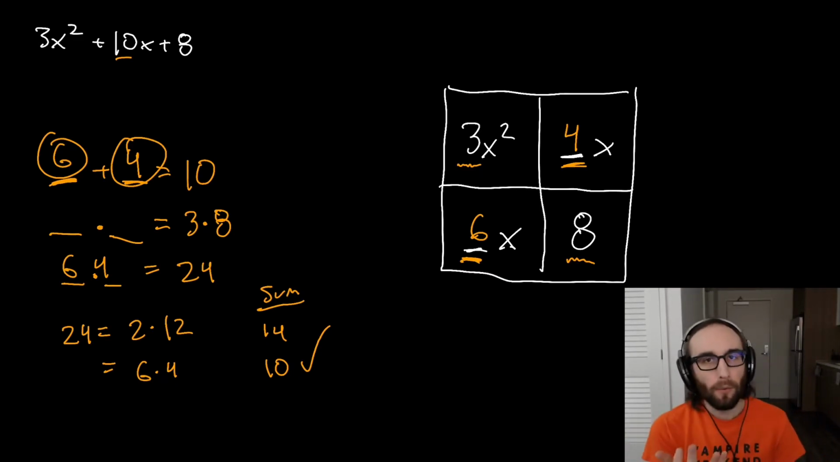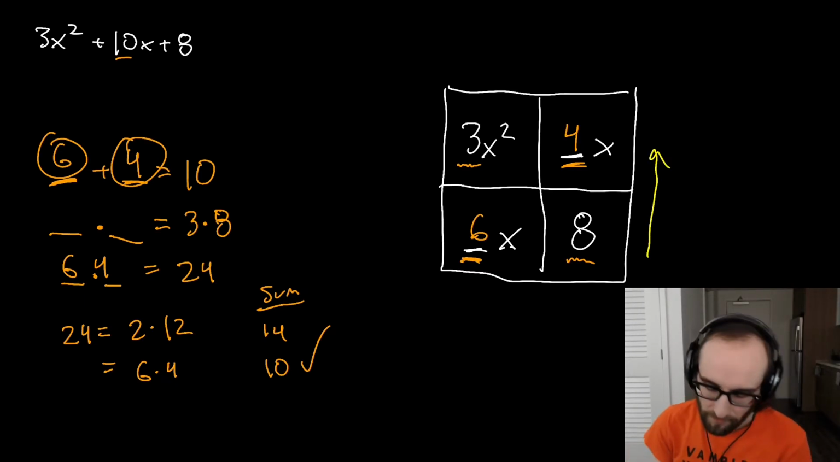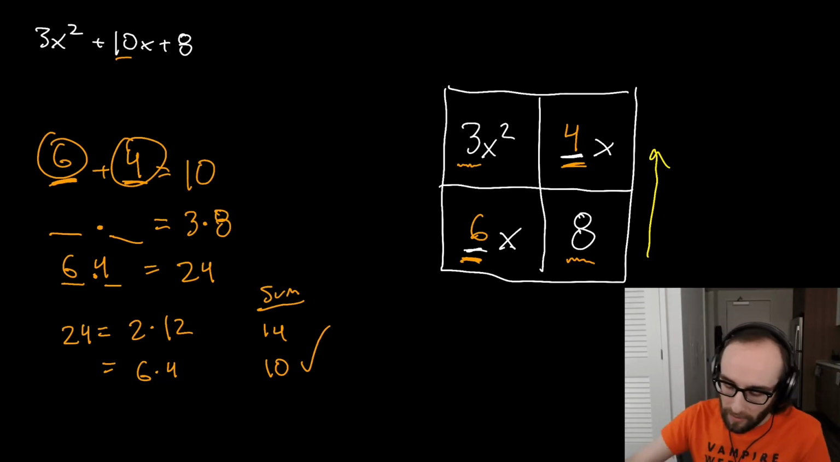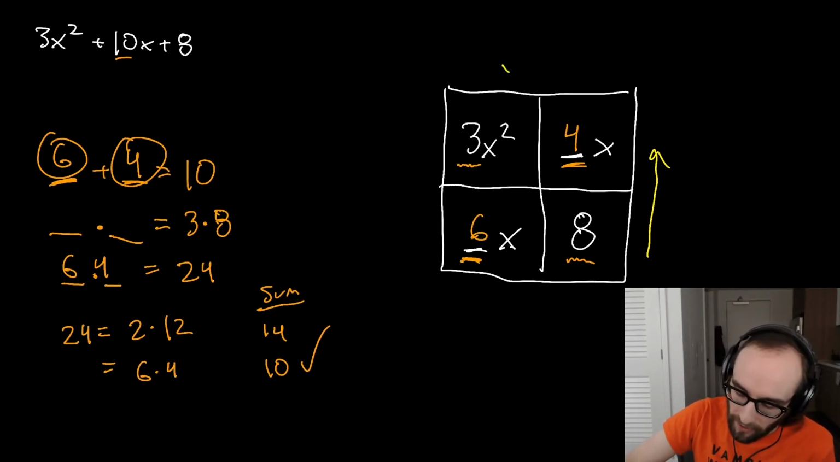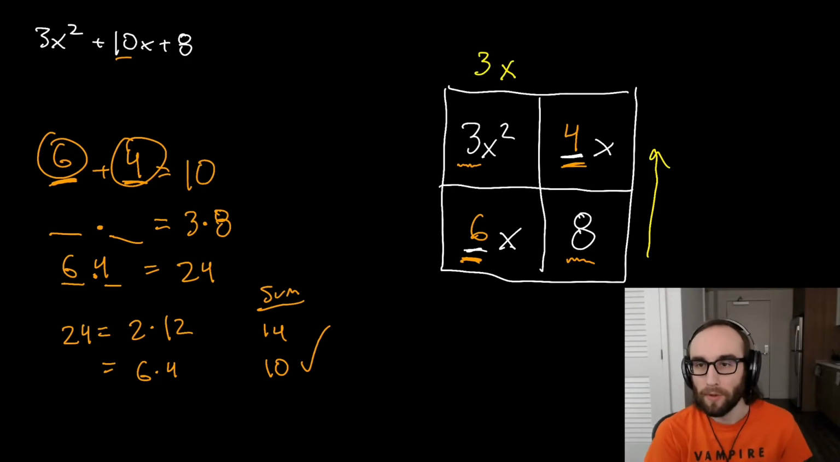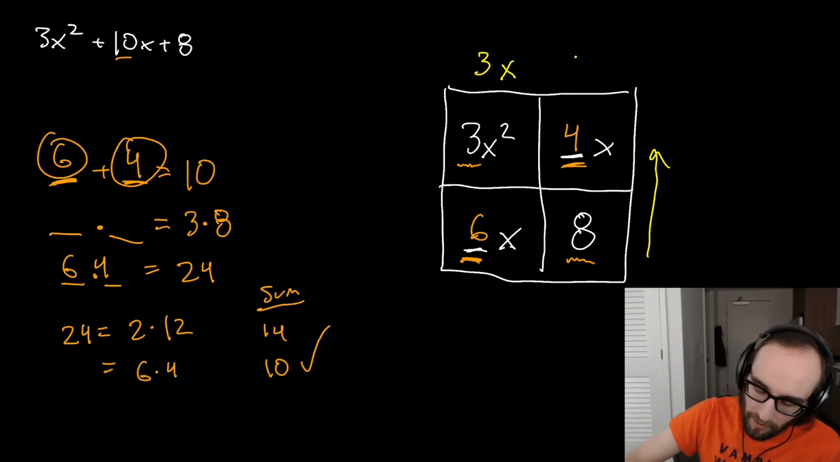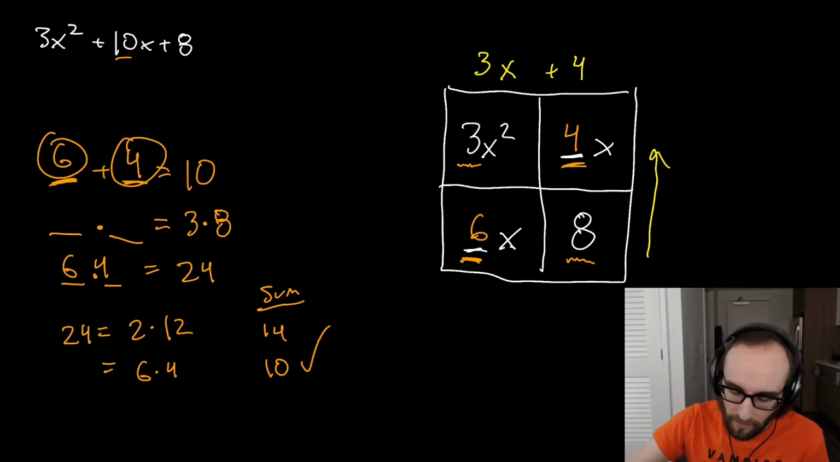Okay, now what we're going to do is look at either the columns or the rows. Let's go ahead and look at the columns. And then we're going to find the greatest common factors and write those at the top. To start off, for 3x squared and 6x, these both share an x. They also both share a factor of 3. 3 can go into both of them. Looking at our right column, here we have 4x and 8. Here, the only shared factor is 4. So 3x plus 4 is one of our sides.